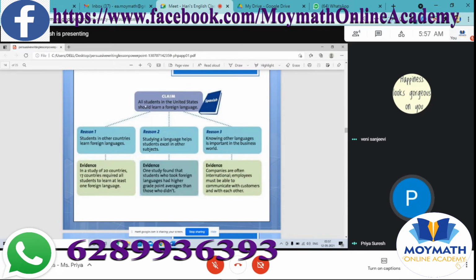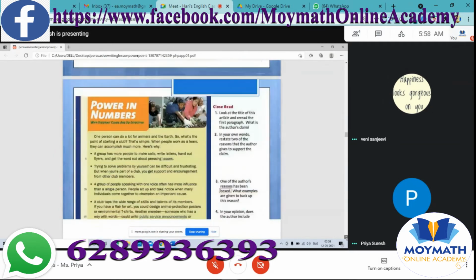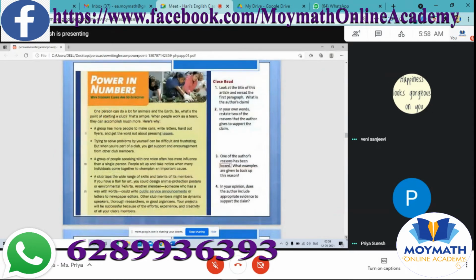For example, in the introduction we are given: all students in the United States should learn a foreign language. You can just change it: it is advisable for students in the United States to learn a foreign language. Change it, but the idea must be the same. You can give a title.